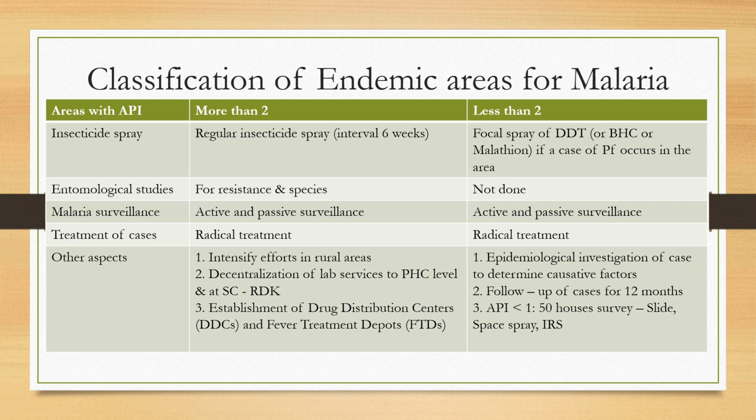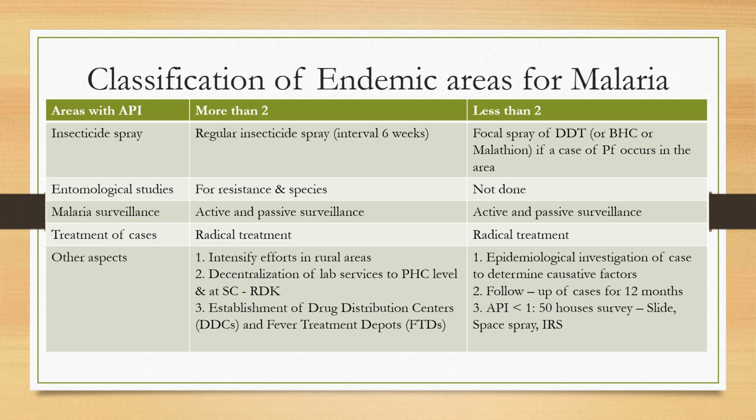Now, other aspects of the program are, if API is more than 2 in any particular region, district, we will intensify our efforts in the rural areas of the district or other remote areas of the subcenter. The most important bottleneck, or priority part, is the diagnosis of malaria. Preparation of slides by thick smear and thin smear and microscopic examination of the slide is the gold standard for diagnosis of malaria. However, it is not always possible and it is not available below PHC level. Even at PHC level, there is shortage of laboratory technicians.